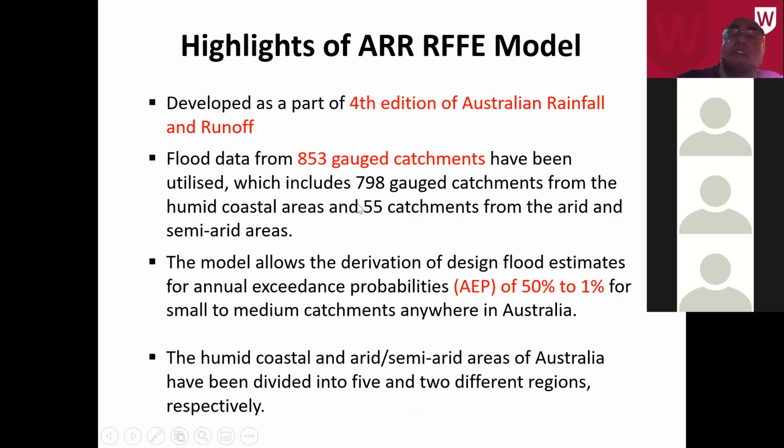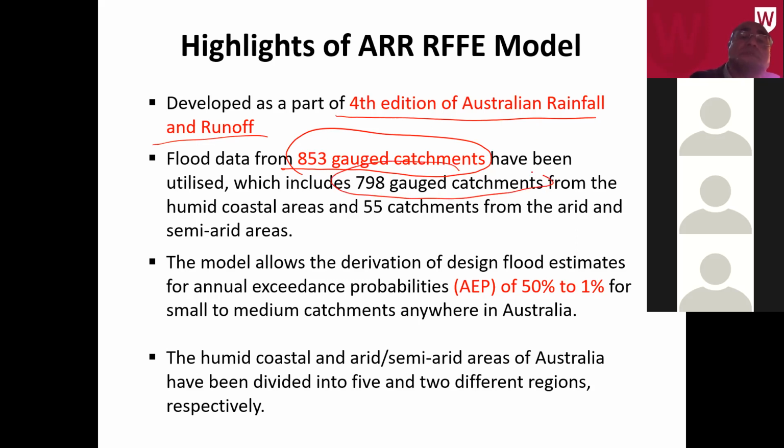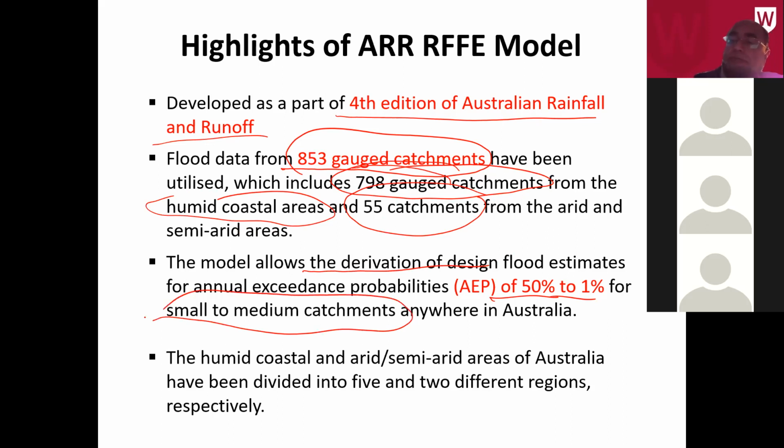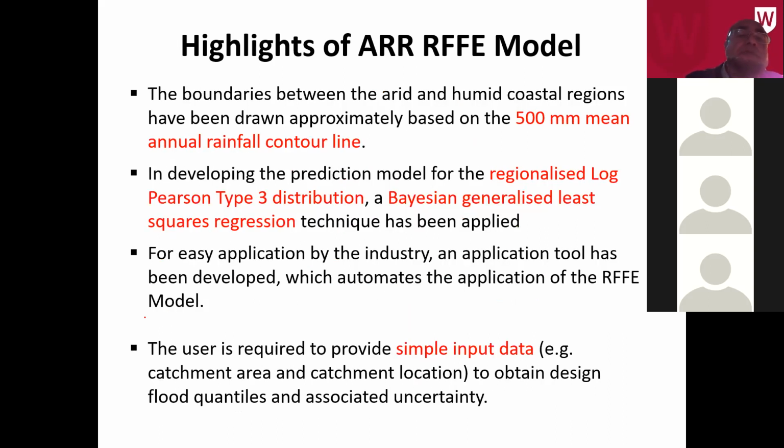The highlights of this technique are that it has been included in the 4th edition of ARR. We used 853 gauged catchments over Australia to develop this technique, including 55 catchments from the arid region and 798 from the humid, coastal region. It allows estimation of design floods from 50% to 1% AEP, or 2-year to 100-year return period, for small to medium-sized catchments. Australia has been divided into a number of regions to apply this technique. As I mentioned before, it generalizes the LP3 distribution using a Bayesian generalized least squares regression framework.